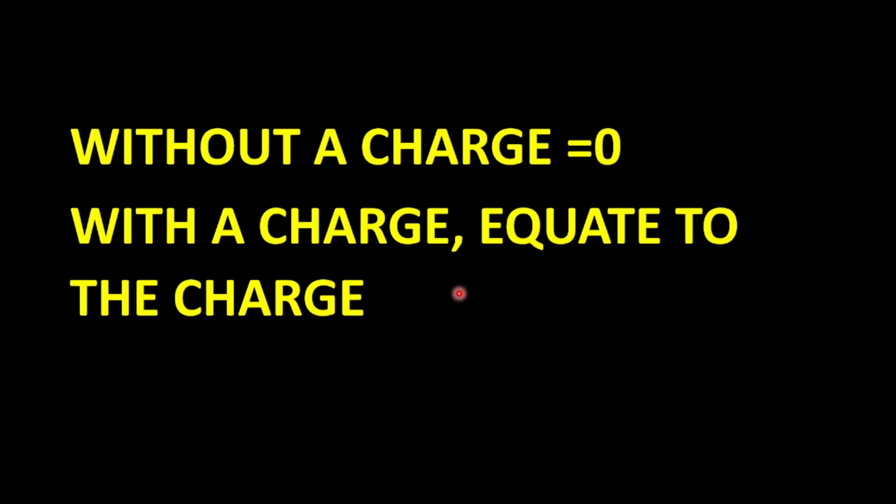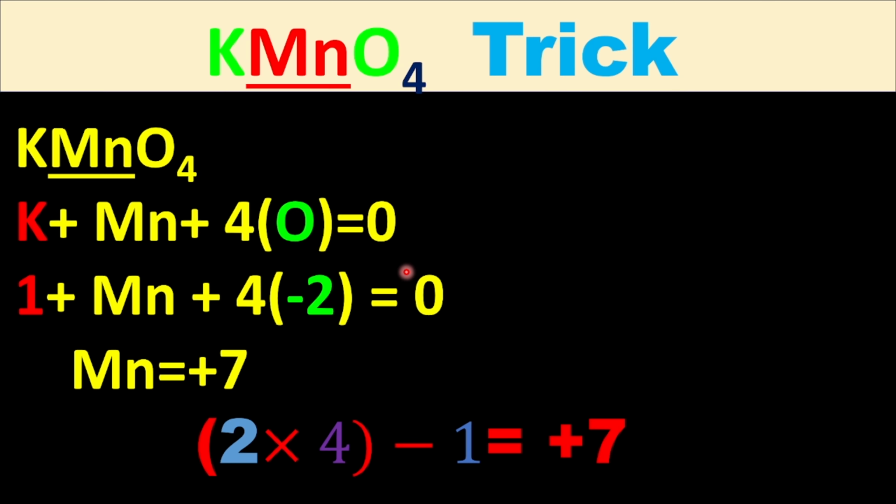Now in calculating the oxidation number, when you have a charge on it, you equate it to the charge. Without a charge, what you will do is equate to 0. Please, you will understand this as we progress. Now let's look at this compound here. We have KMnO4.